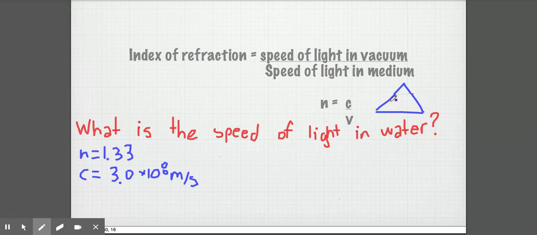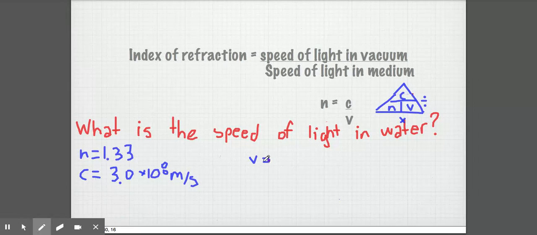So in this triangle, we would have C on top, we would have V here, and we would have N in the corner. Remember that this line here means I'm multiplying, and this line here means I'm dividing. So in this case, I'm looking for V. V's over here. So V is going to be equal to C divided by N. We know it's C divided by N because we have C on top of N, and that line means divide.